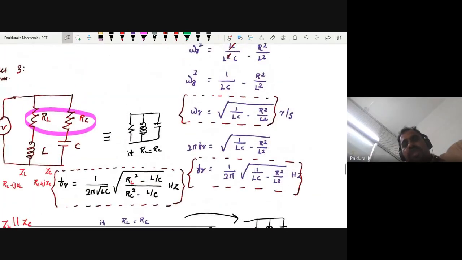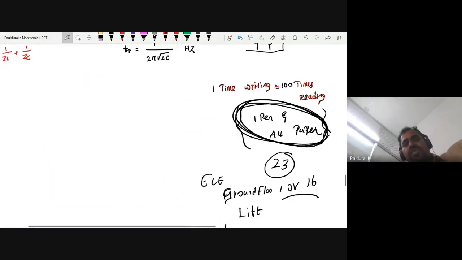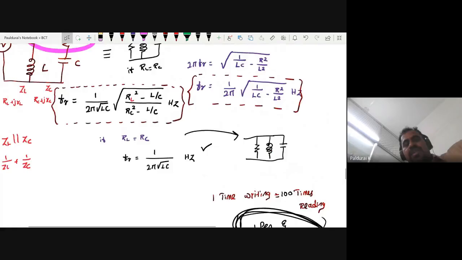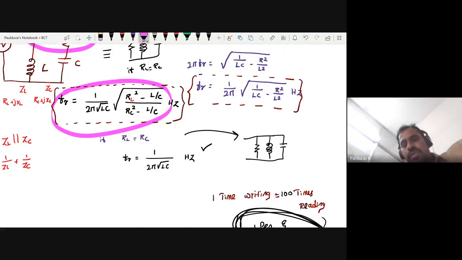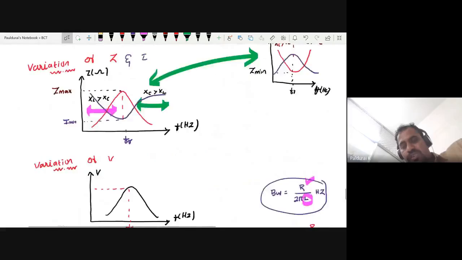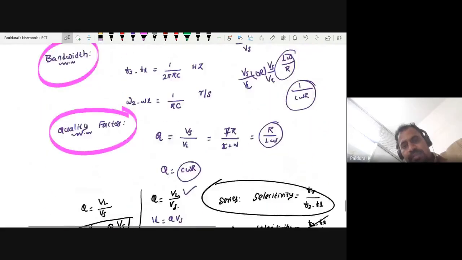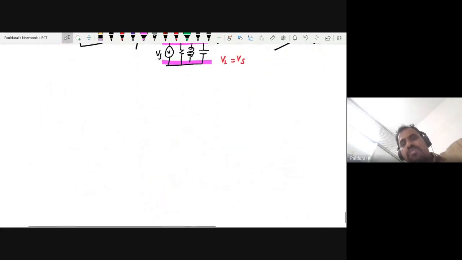அதில் சர்க்கியூட் 2-3ல மட்டும் சேஞ்ச் ஆகும், பட் அதுலேயுமே relation கொண்டு வரலாம். That is, if RL equal to RC, this relation. Please verify whether this formula is correct or not. Let me know by tomorrow. That's an assignment for you people, just a simple assignment. So this is about resonance.